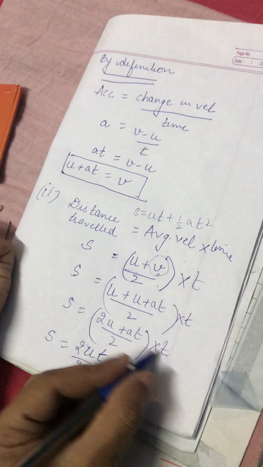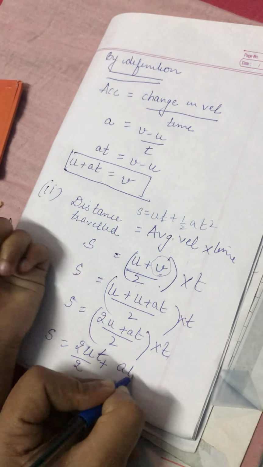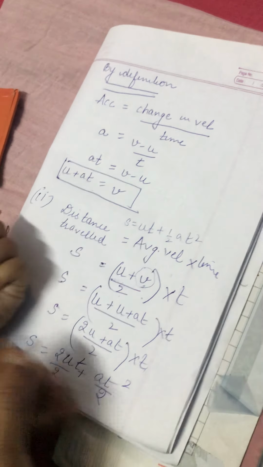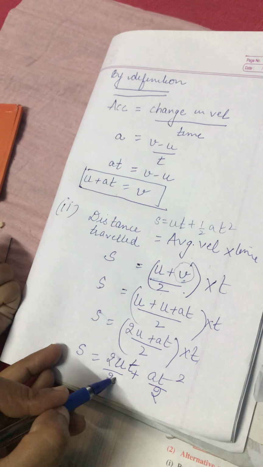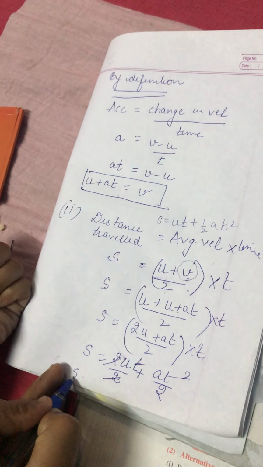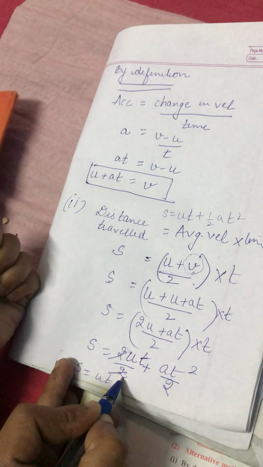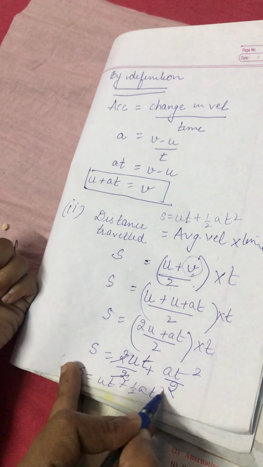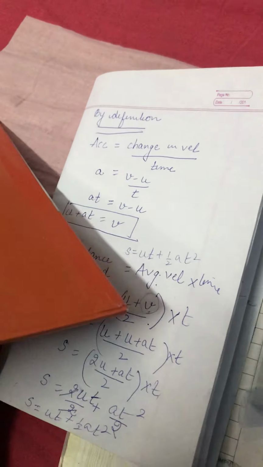T should be multiplied now. This t is multiplied. At square upon 2. So this 2 and 2 get cancelled. So what you will get here equation? S is equal to ut plus half at square. Simply we use the formula, put down the values and we get it.